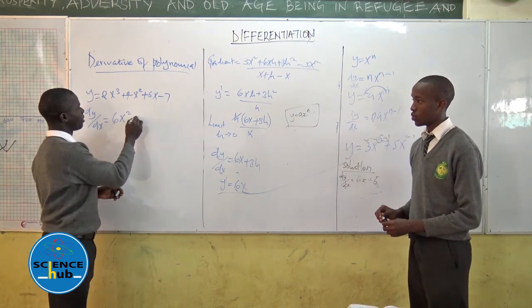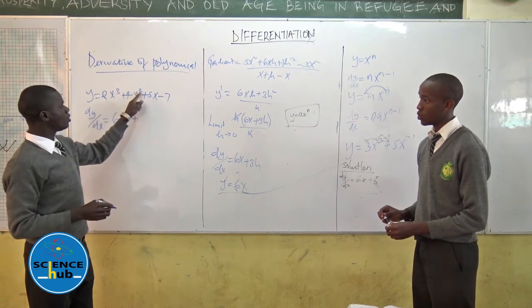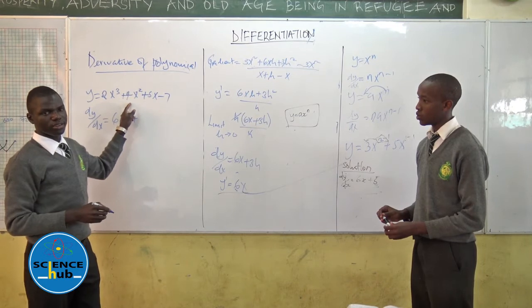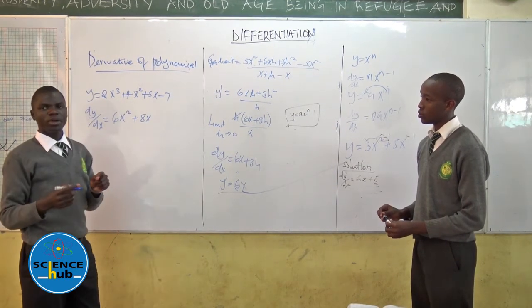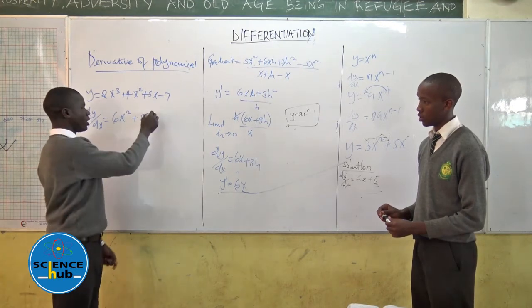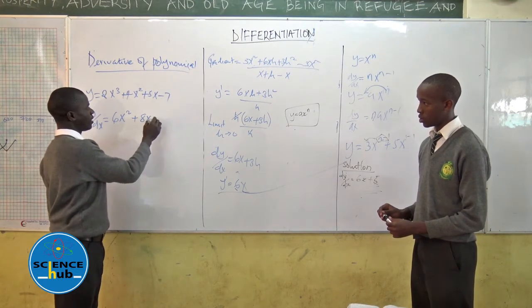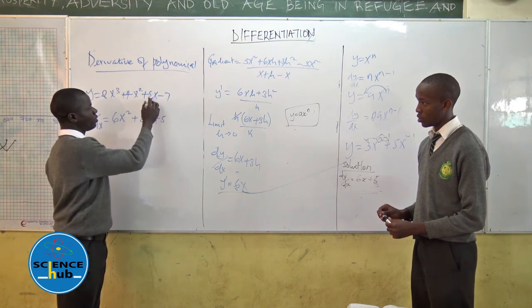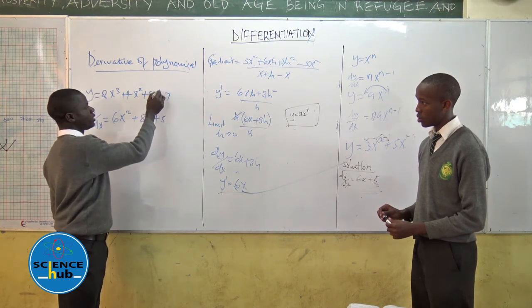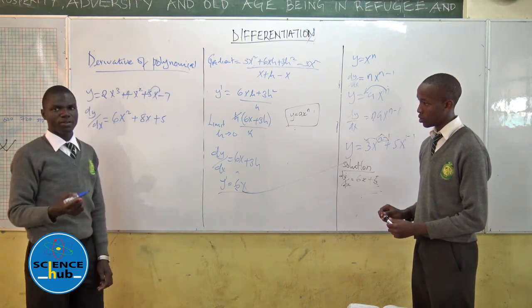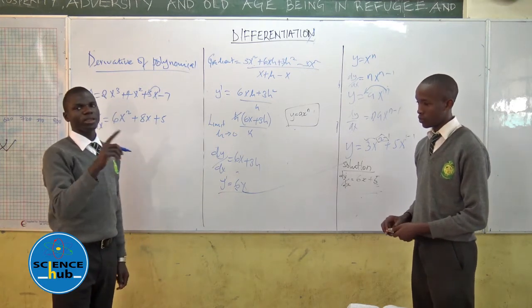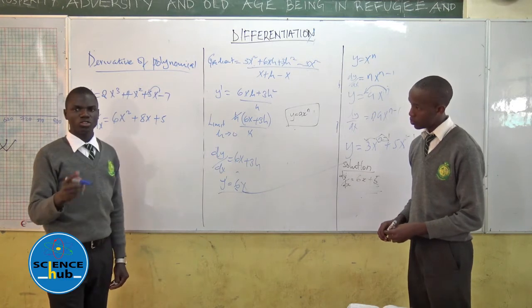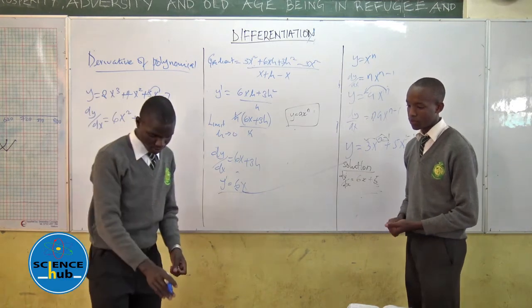x squared plus 2 times 4, 8x. Then 2 minus 1 to remain with 1, which is the same as x. Then plus 5, which by this one is 1, we'll take here 1 multiplied by 5 to give us 5. Then x, which is 1 minus 1 is 0. A number raised to 0 is 1.